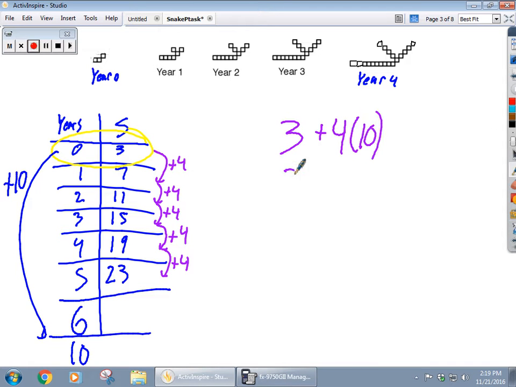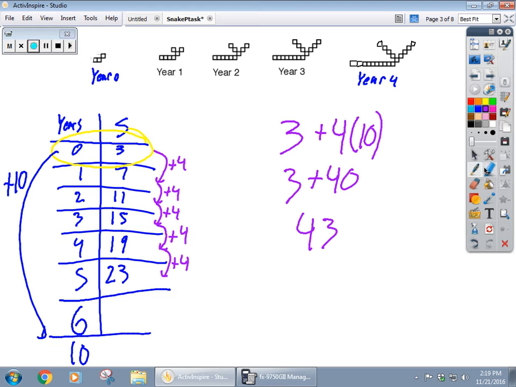Putting this together, 3 plus 40, of course, would be 43. So that's a general way to do this without having to jump all the way down the table and just add 4, you know? And again, that's going to kind of lead us towards an equation.